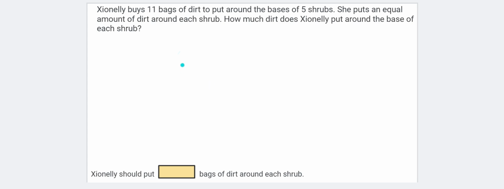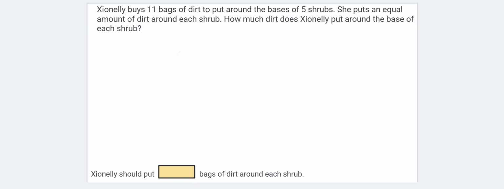Okay, let's take a look at question 2. Cianelli buys 11 bags of dirt to put around the bases of 5 shrubs. She puts an equal amount of dirt around each shrub. How much dirt does Cianelli put around the base of each shrub?